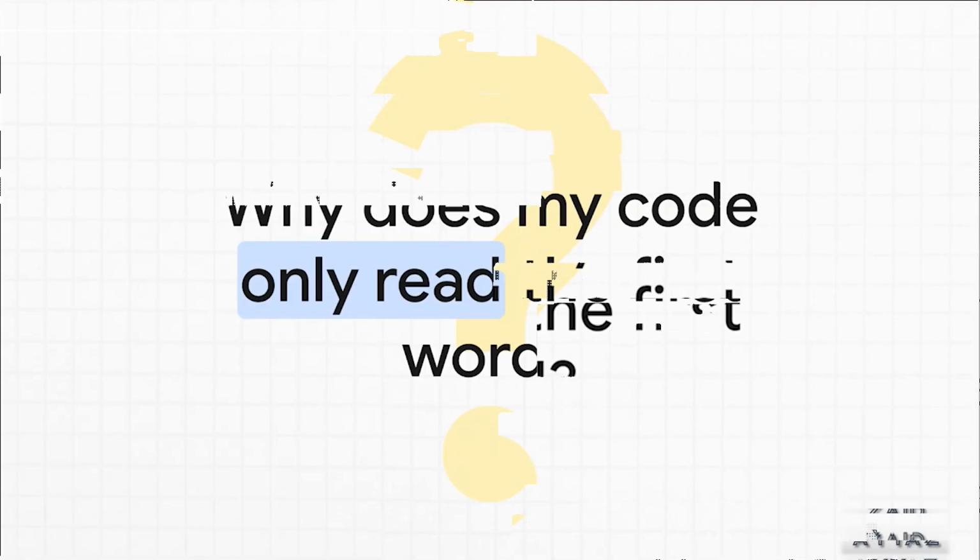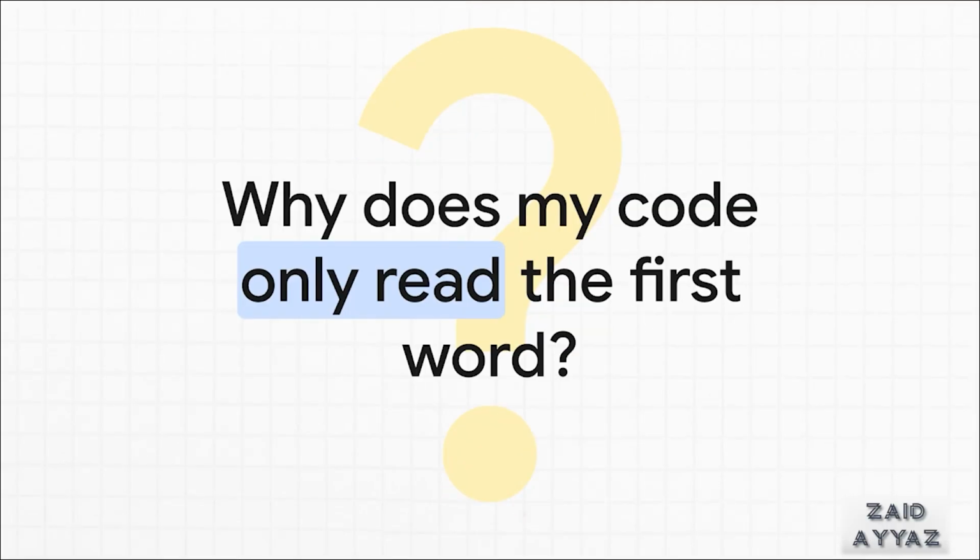Let's dig in. So you've probably been here before, right? You set up your character array, you prompt the user for some input, maybe their name or a sentence. You run it, you type everything in perfectly, hit enter, and it only spits back the first word. It's super frustrating. You're thinking, I typed it all in. Where did the rest of my sentence go?